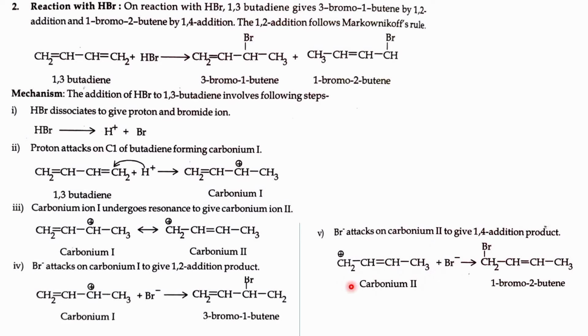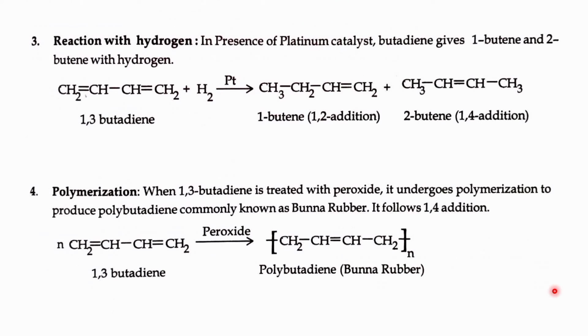So this carbonium ion is added with this bromine, which attacks this first carbon to form this 1-bromo-2-butene. So this is the product. Then the third reaction is with hydrogen. When it reacts with hydrogen, one hydrogen will attach to this first position and one hydrogen will attach to maybe the second position or the fourth position. So that also gives an addition product, either 1,2 addition or 1,4 addition.